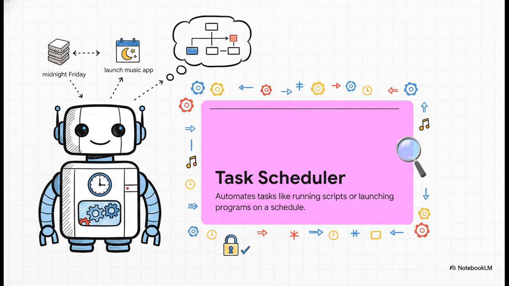How about automating things? Task Scheduler is basically your own personal robot butler. You can tell it to do anything you want on a schedule. Run a backup script every single Friday at midnight? Done. Launch your favorite music app the second you log in every morning? Easy. It is the definition of powerful set-it-and-forget-it automation.